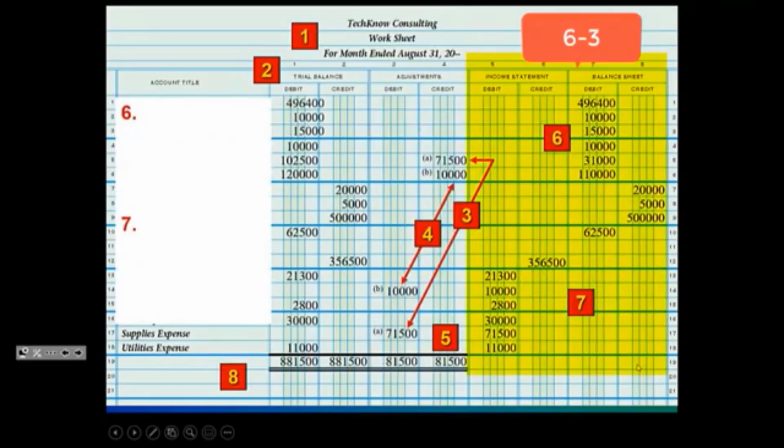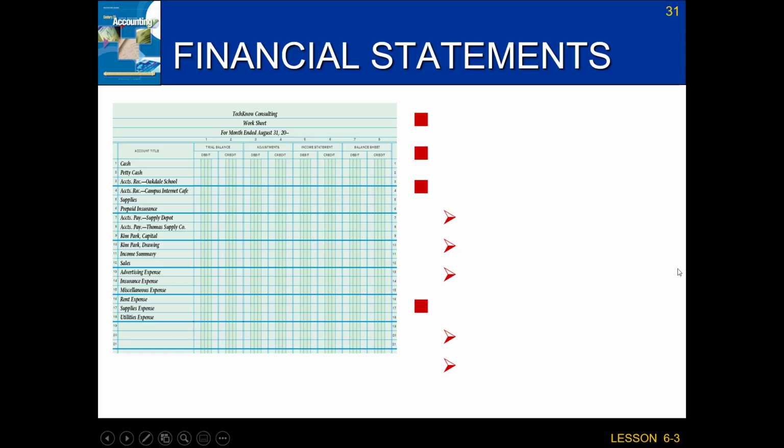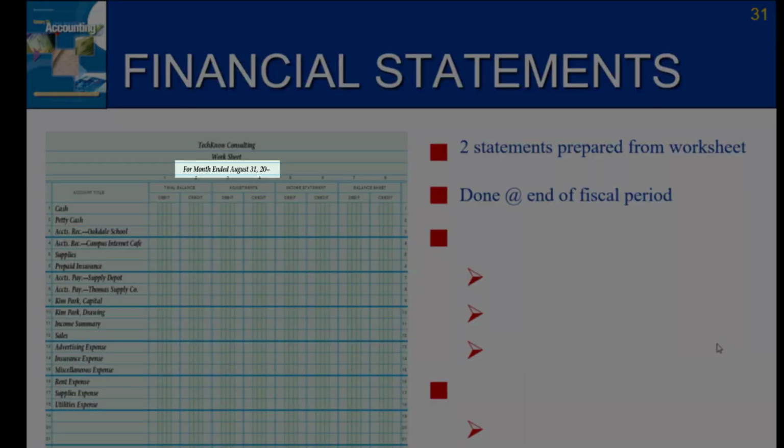So in today's lesson of 6.3, we're going to be focused on the income statement and the balance sheet columns. Step 6 would be to extend into our balance sheet columns, and step 7 would be to extend into our income statement columns. So breaking that down, when we have our worksheet, we're preparing those two statements, the income statement and the balance sheet. And this is always done at the very end of the fiscal period, which is typically the month. If we take a look at this worksheet, it's going to be done on August 31st because this is for the month ended August 31st.